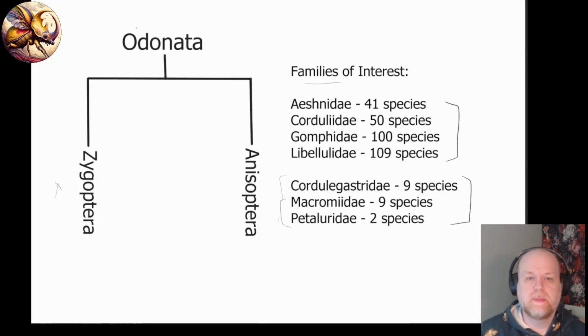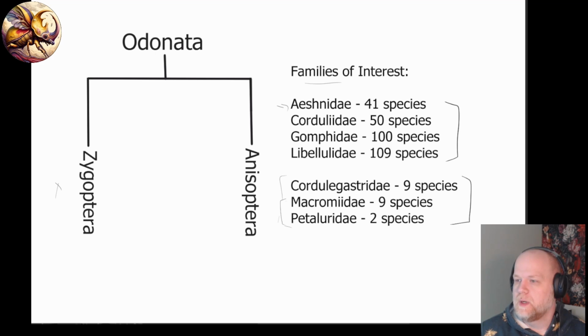So when we're talking about the major families, you have the 4 major, most common groups: the Aeshnidae, the Corduliids, the Gomphids, and the Libellulids, which is a rather difficult thing to say. And then you have 3 minor families, which I will briefly talk about: the Cordulegastrids, the Macromiids, and the Petalurids.